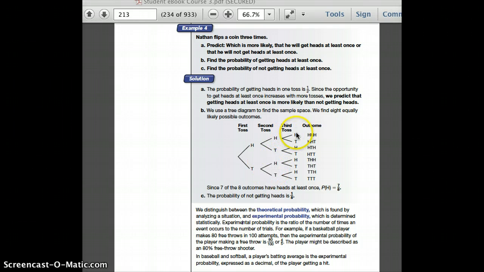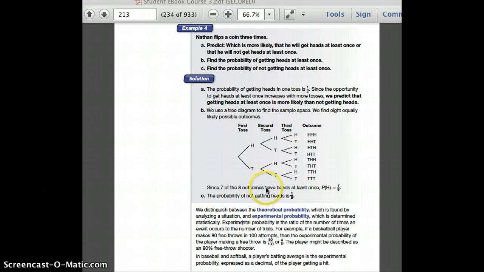Then you do the third toss. Third toss again: heads, tails, heads, tails, heads, tails, heads, tails. And then these are all the possible outcomes. So you could have gotten heads, heads, heads, the 3 H's. H, H, T, H, T, H, H, T, T, T, H, H, T, H, T, T, T, H, and then T, T, T. Notice that we're walking along the lines each time. You're just doing all the possibilities. So here's all the possible outcomes.